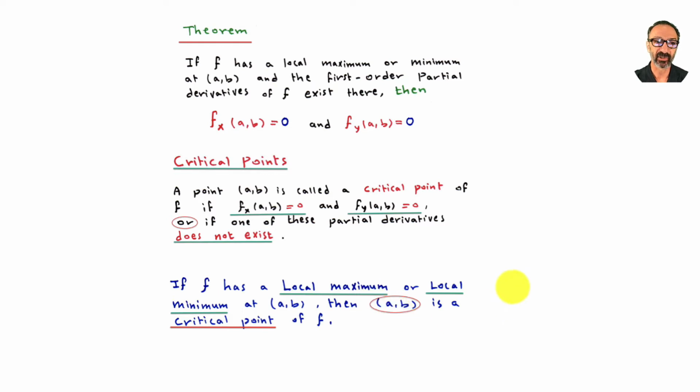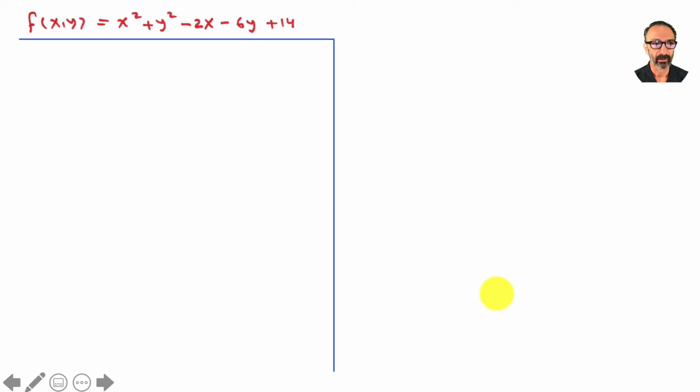So if we have a local max or local min at some points, we call them critical points. But if they're critical points, we have to test them to see if they're max or min. Here's an example.